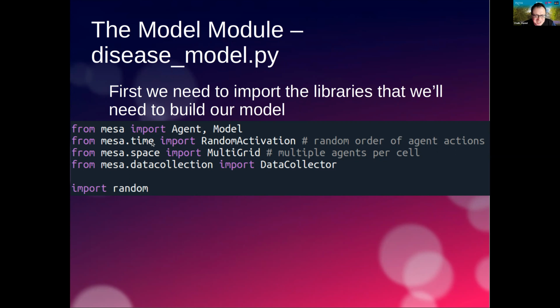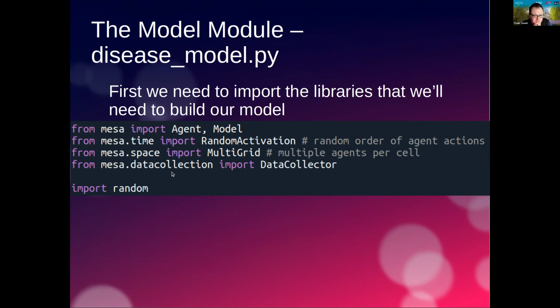Then from mesa.time, I'm going to import something called RandomActivation. This is the class that will determine the order in which agents move. We'll come back to that in a bit. From mesa.space, we're going to import something called a MultiGrid. Remember, agents live in an environment, and the environment they're going to live in is a grid, known as a multigrid. That basically means we can have more than one agent per cell. That's how we're going to define people being in close proximity: if they're in the same cell, there's a chance that infected people can infect other people.